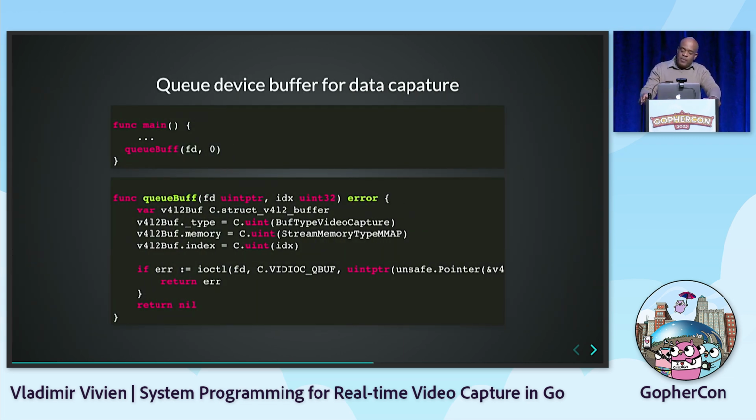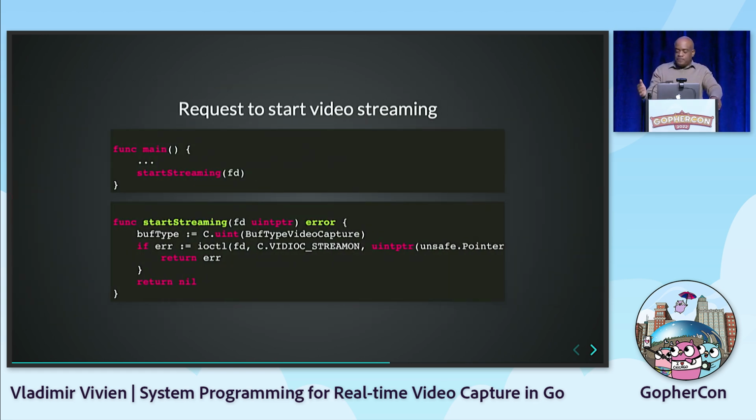Then you can set up the buffer to query. There's a reason why I'm going through all these steps, and you'll see why later. You have to queue the buffer, so you can tell the driver that you actually want to capture data. Once you queue your buffer, you have to request for the video to start. So you send a video stream on, basically signaling to the device that you're ready to start streaming.